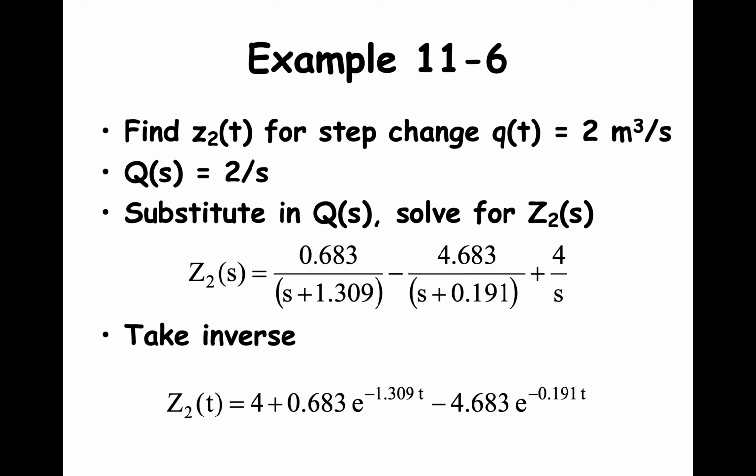Q equals 2 cubic meters per second. The transfer function for Qs is equal to 2 over s. Please note that this s is not the abbreviation for seconds. The next steps are to substitute in the expression 2 over s for Qs and solve for z2. Then we take the inverse using equations 3, 15, and 6. The time domain expression for the fluid height in tank 2 is z2 as shown at the bottom of this slide.